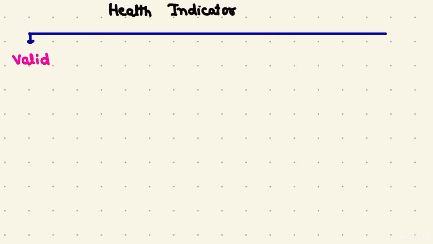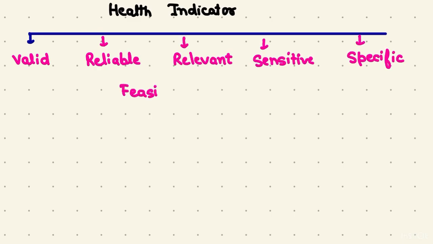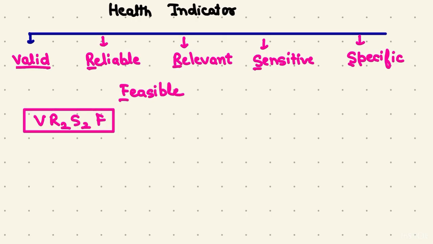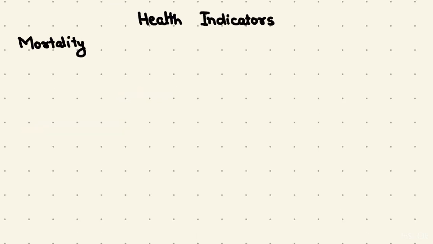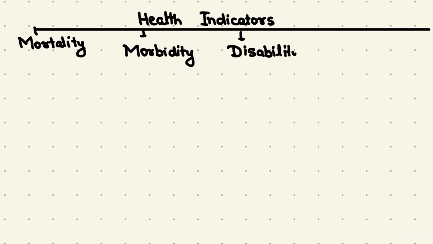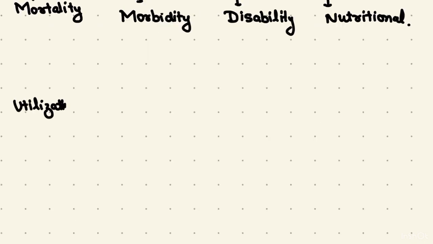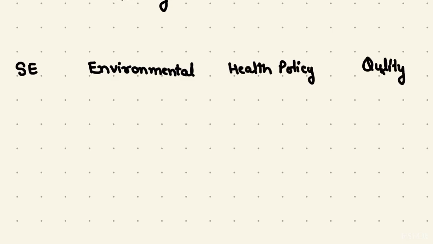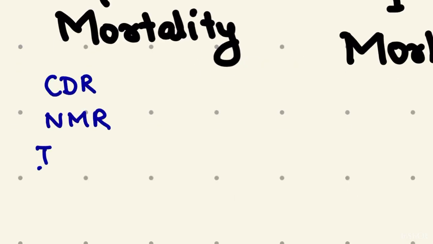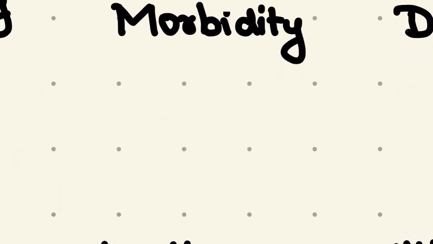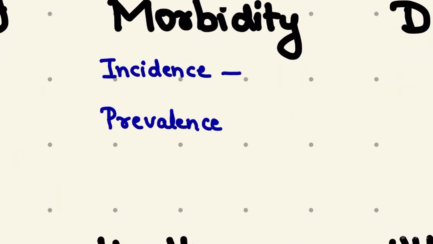Health indicators should be valid, reliable, relevant, sensitive, specific, and feasible. Mnemonic can be VR to S2F. Health indicators are mortality, morbidity, disability, nutritional, utilization, healthcare delivery, social and mental, socioeconomic, environmental, health policy, and quality of life. Mortality includes crude death rate, neonatal mortality rate, IMR and MMR. Morbidity, incidence और prevalence को include करती है.